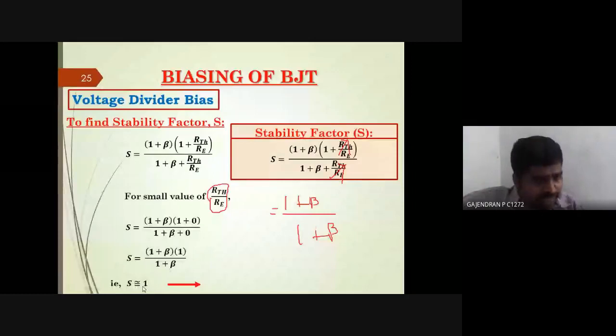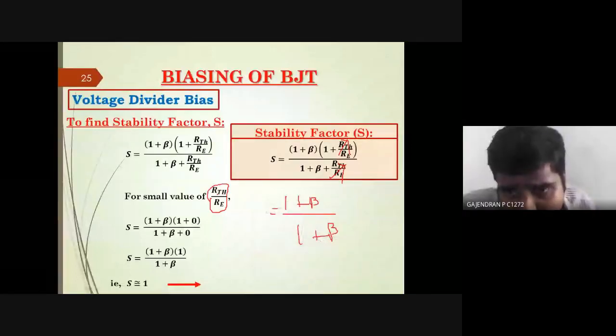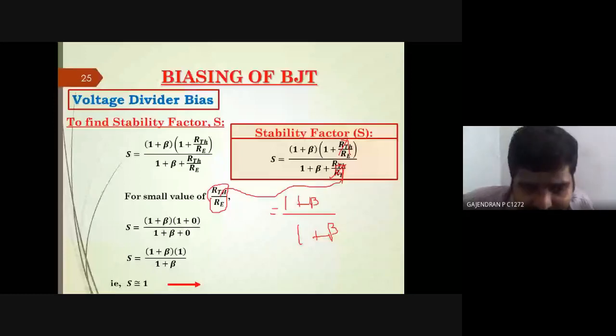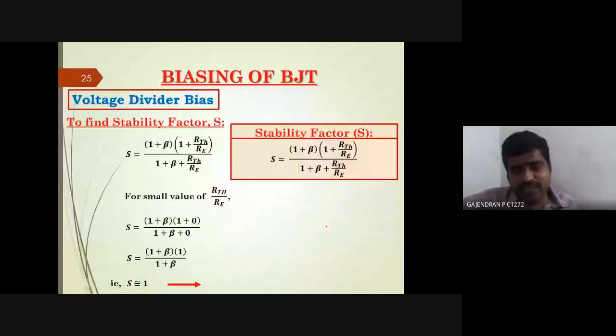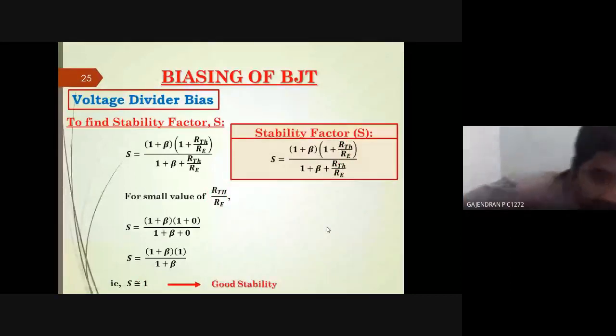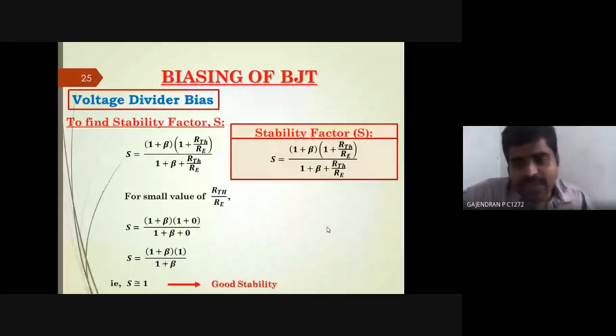Why is it approximately 1? Any guess? Because there is a small value. If you substitute here, you won't get exactly 1, approximately 1. So by this, we conclude that the stability factor of the voltage divider biasing is good. Okay. So shall we stop here? Yes, we will stop here.